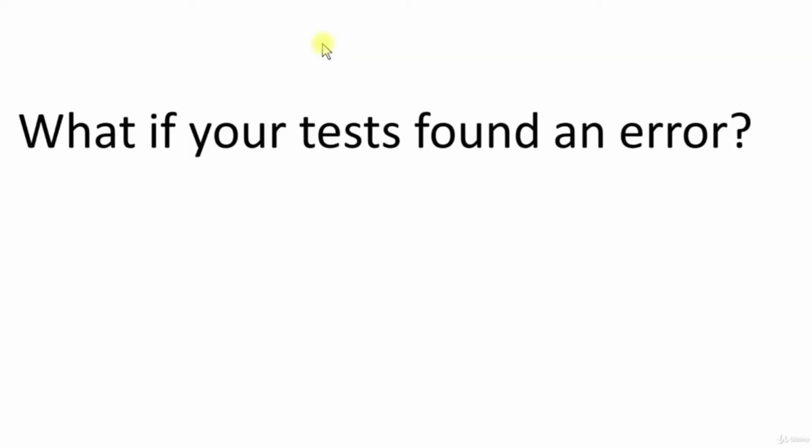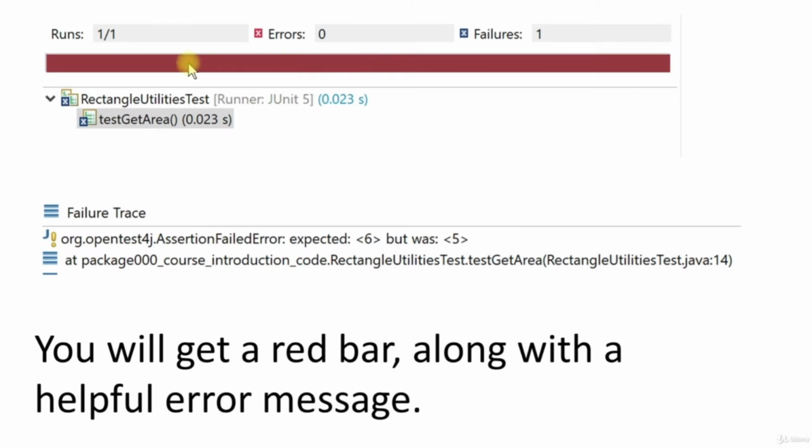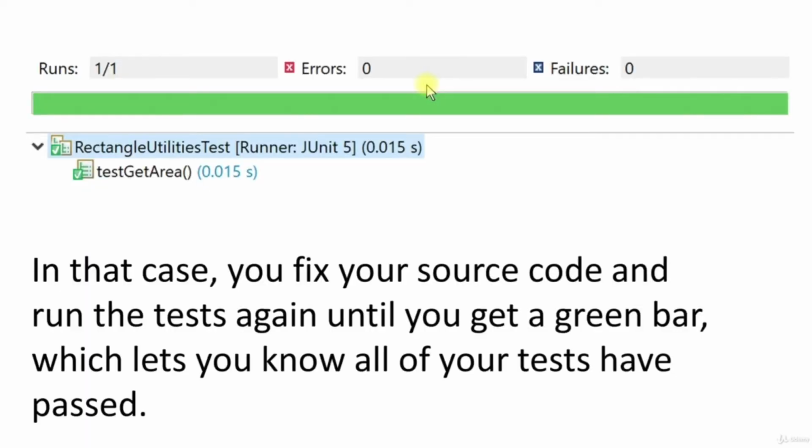But what if your JUnit tests found an error? JUnit will output a red bar indicating failure. JUnit will also give you a helpful error message so you can track down the location and nature of the failure. In that case, you fix your source code and rerun the tests again until you get a green bar, which lets you know all of your tests have passed.